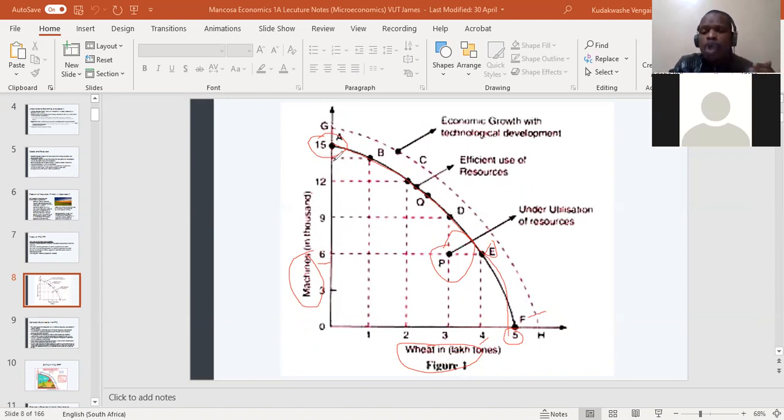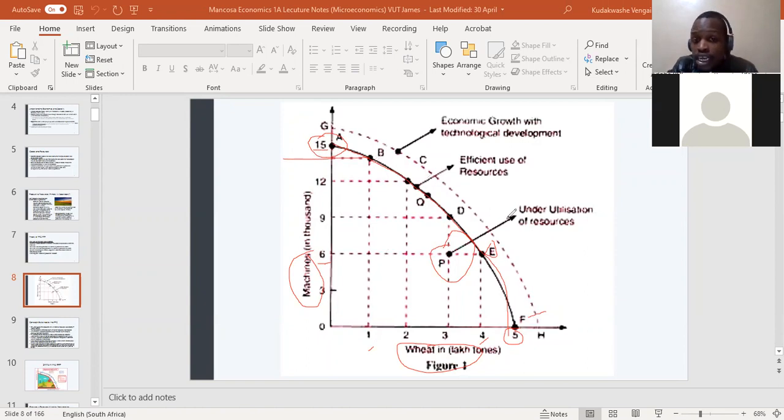But if we say we want a little bit of wheat and we go to point B, do you see what happens at point B? We now get 1,000 wheat, but we have lost in terms of our machines. We no longer have 15 million. We now have 14 million machines.